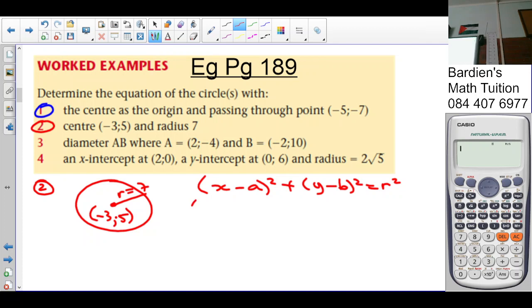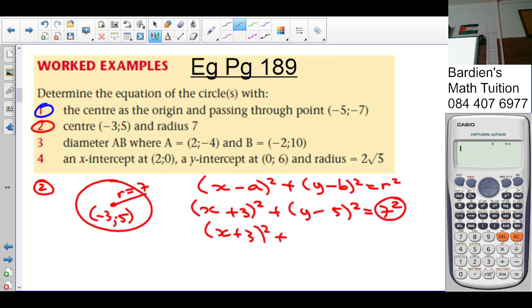So what do we get? We got x minus minus 3 becomes plus 3 squared plus y minus 5 squared is equal to 7 squared. What is 7 squared? 49. You can multiply it out if you want, but no extra marks.